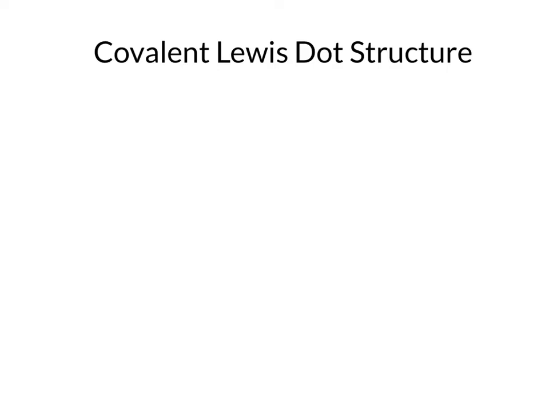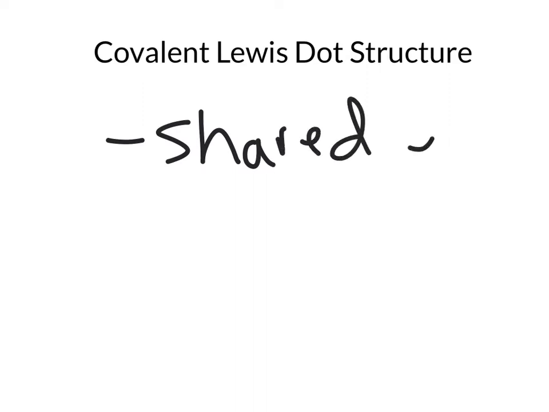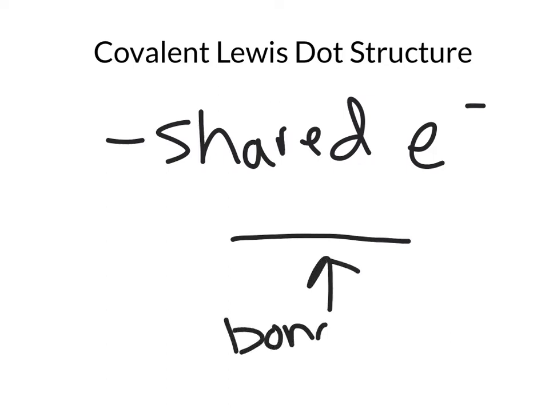Hey guys, we're going to review our covalent Lewis dot structures. So we've got to remember when we're talking about covalent compounds, we're talking about shared electrons. So we draw that by doing our line, and that line represents a bond and two electrons. So let's keep going and figure out what we do.